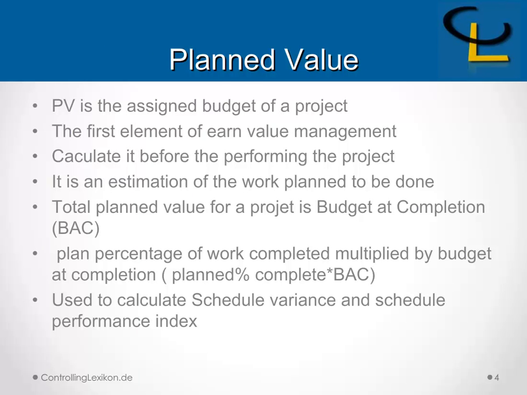Planned value is the assigned budget of a project, and it's the first element of earned value management. We calculate planned value before performing the project, as it's an estimation of the work planned to be done. The total planned value for a project is called budget at completion, BAC. We calculate the planned value by multiplying the planned percentage of work completed by budget at completion. Planned value is used in the calculations of schedule variance and schedule performance index.